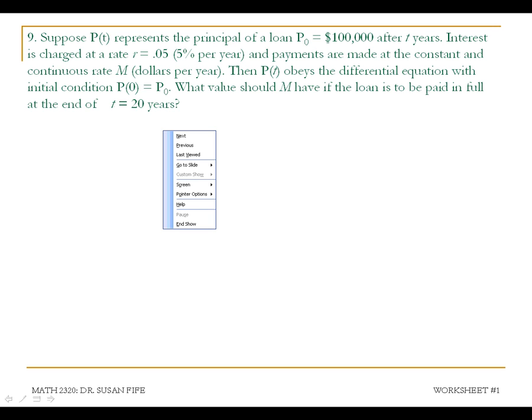With interest, here we're starting with an initial loan amount of $100,000. So that P of 0 stands for the principal at time 0. I write that here. P of 0 is $100,000.